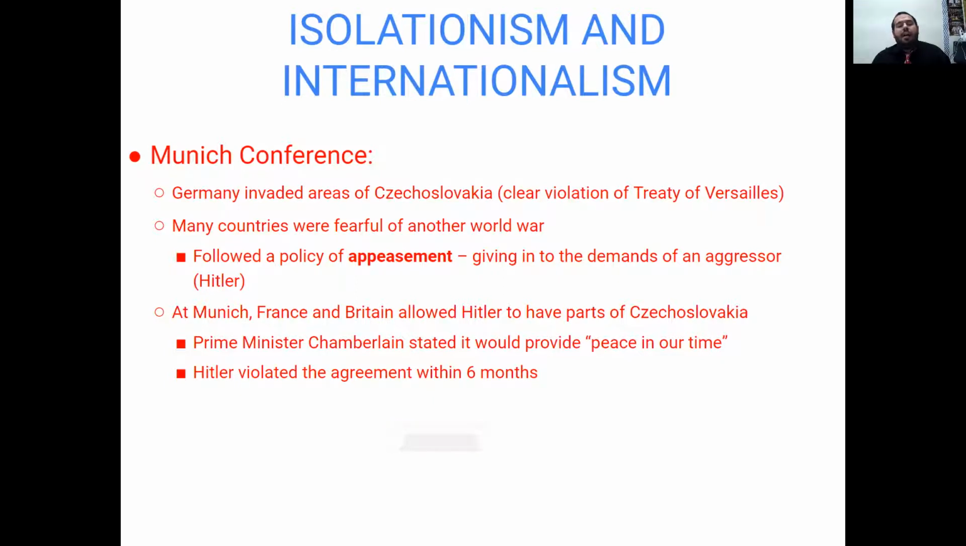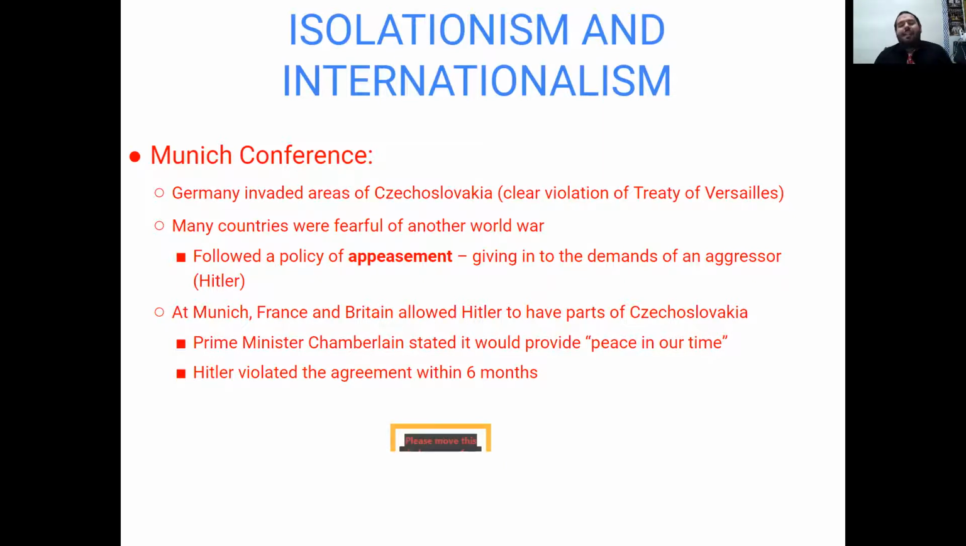So what was decided is they would follow that policy of appeasement. Remember, giving in to keep the peace, right? So giving in to the demands of an aggressor, in this case, Hitler. So France and Britain both allow Hitler to have parts of Czechoslovakia, where I believe Hitler said there are about 3 million Germans living in this area. So he wanted them in his German sphere.